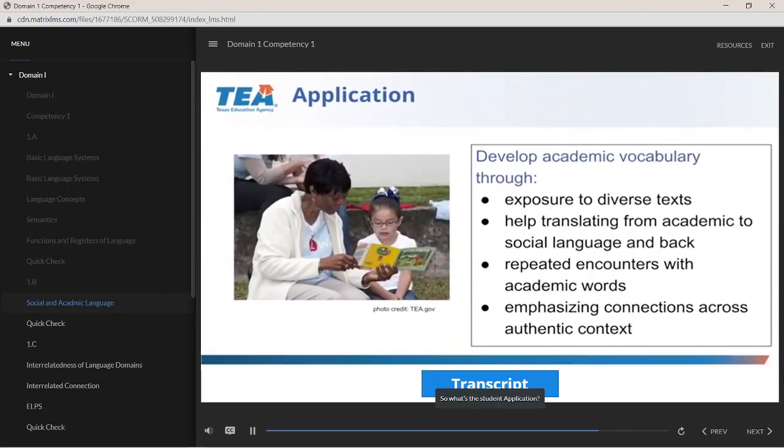So what's the student application? An ESL teacher can help English learners develop academic vocabulary through exposure to diverse texts, help translating from academic to social language and back, and repeated encounters with academic words, emphasizing connections across authentic text.